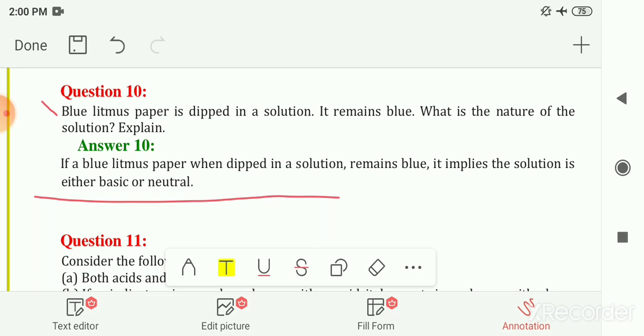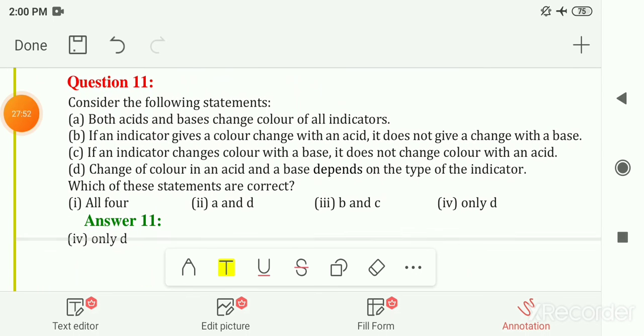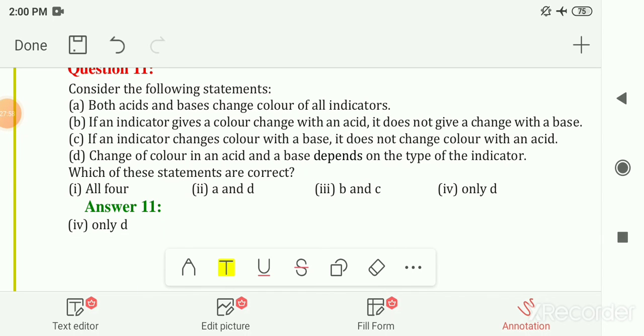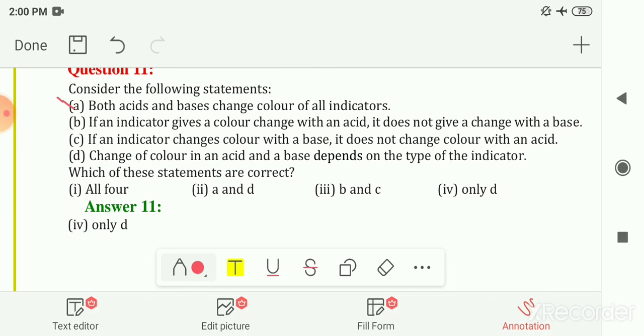Next, question number 11. Consider the following statements. First one: both acids and bases change the color of all indicators. As we had seen earlier, the turmeric indicator will not show a change in color for both acid and base. So this should not be right.